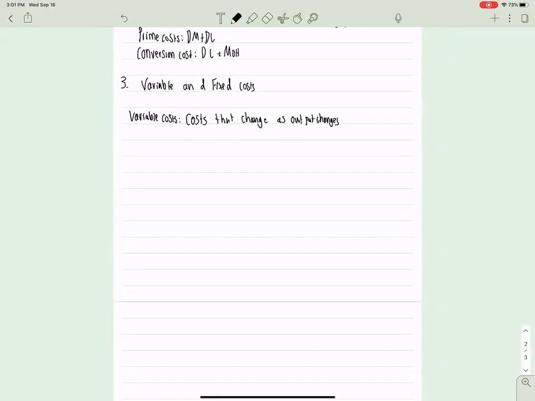Now, guys, an example of variable costs. I think a good example, one that responds well to a lot of students, is to think about your wage, your salary. The more your boss wants you to work, the more they're going to have to pay you. At least I hope. Variable costs are costs that are changing. So an example of variable costs is DM and DL. Because if you want to make more, you're going to need to order more direct material.